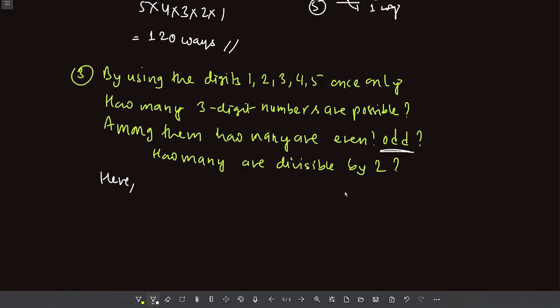Odd, I did 3 times 4 times 3, which is 36 odd numbers. And then how many are divisible by 2? Divisible by 2, 24. Okay, all the even numbers are divisible by 2, right? If so, then let's move to next. Next type is permutation.